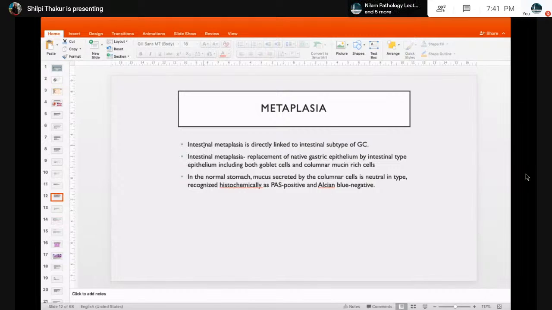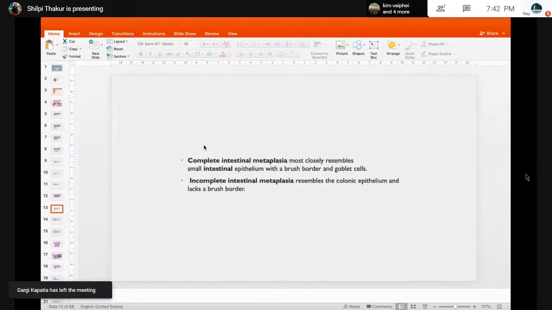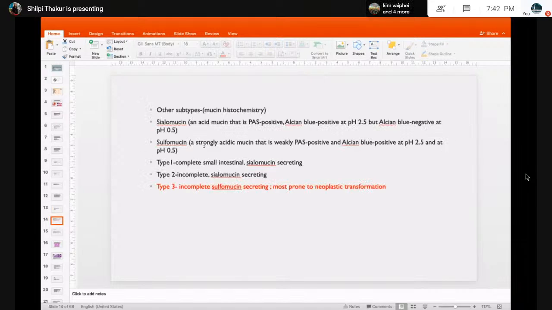In the normal stomach, the mucin which is present is the neutral type of mucin, which will be PAS positive, and there will be Alcian blue negative. This PAS-AB, that is PAS and Alcian blue combination, is a very important stain in order to find out the metaplasia. Based on this, metaplasia can be divided into further categories as complete intestinal metaplasia or incomplete intestinal metaplasia. The complete intestinal metaplasia most closely resembles the small intestinal epithelium, and it has brush border and goblet cells. Whereas the incomplete intestinal metaplasia resembles the colonic epithelium and it lacks the brush border.